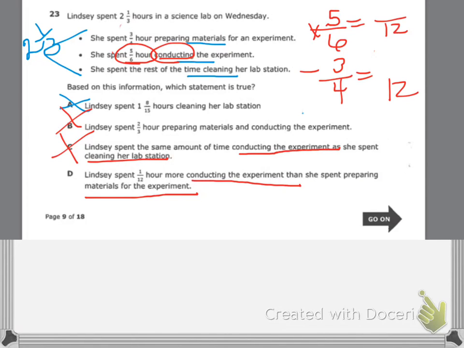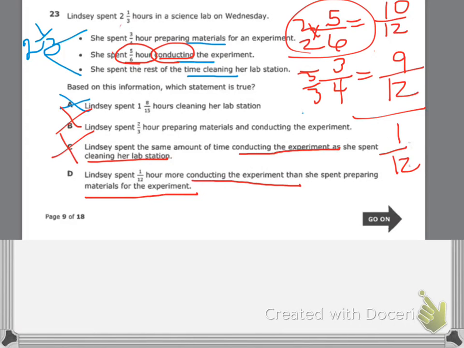We multiply by 2/2 to get 10/12. And we multiply by 3/3 to get 9/12. And when I subtract those, I get 1/12. So isn't this 1/12 more than 3/4? So Lindsay spent 1/12 more conducting the experiment. That's true. She did. And so the answer to number 23 is D.